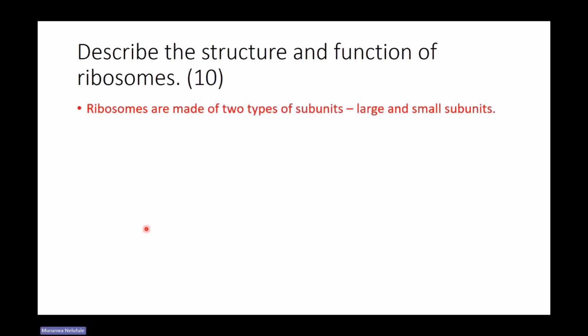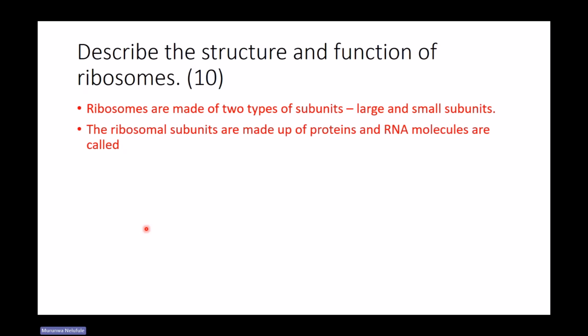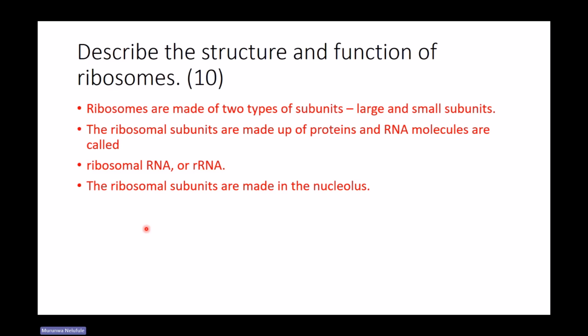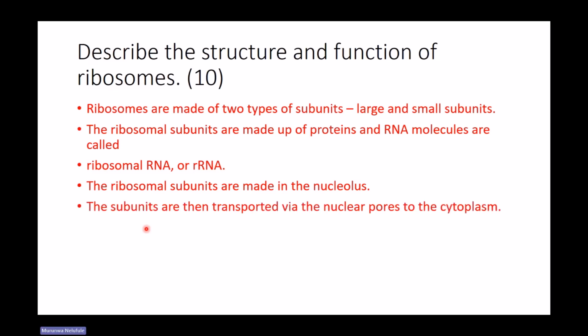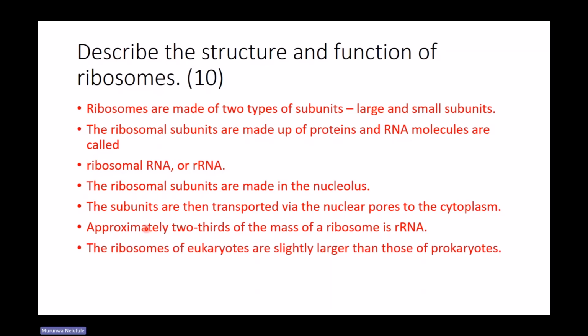Describe the structure and function of ribosomes. Ribosomes are made up of two types of subunits, large and small, and the ribosomal subunits are made up of proteins and RNA molecules, which are called ribosomal RNA or rRNA. The ribosomal subunits are made in the nucleus, and the subunits are then transported via the nuclear pores to the cytoplasm. Approximately 2/3 of the mass of a ribosome is ribosomal RNA. The ribosomes of eukaryotes are slightly larger than those of prokaryotes, and the ribosomes play a role in the formation of polypeptides.